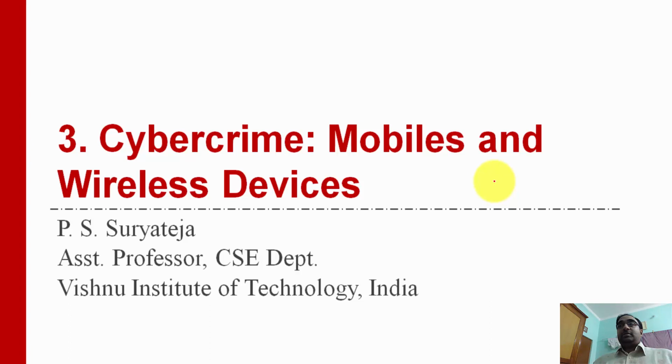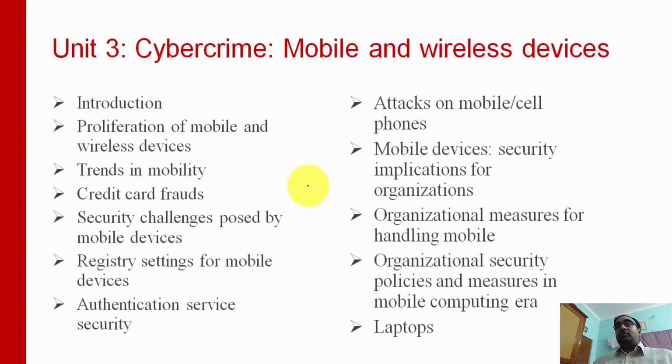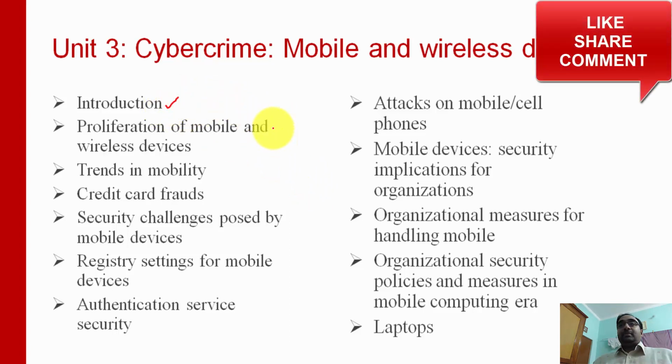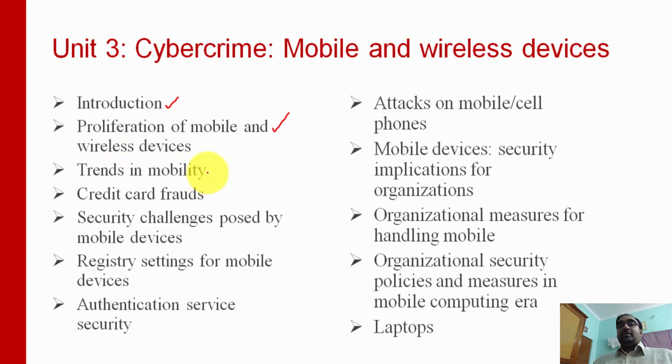So module 3 is about cybercrime with respect to mobiles and wireless devices. The different topics that are going to be covered under module 3 are like this. First we will see some introduction, and then we will see the rapid increase in mobile and wireless devices. Then we will see trends in mobility. After that, followed by credit card frauds, and then the different challenges posed by mobile devices, and then registry settings for mobile devices. This is specifically with respect to mobile devices with Windows OS.